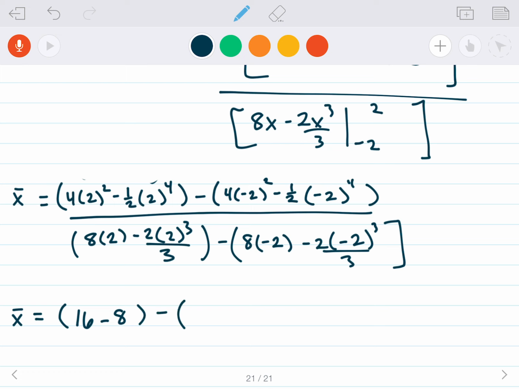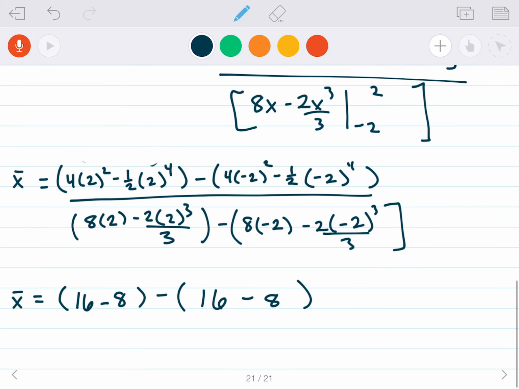Minus, and then negative 2 squared is again positive 4. So this is just going to be 4 times 4 is 16. And then again, we have 1/2 of 16, because this is even, which is 8. Okay, so we get 0 on top, which we expected.